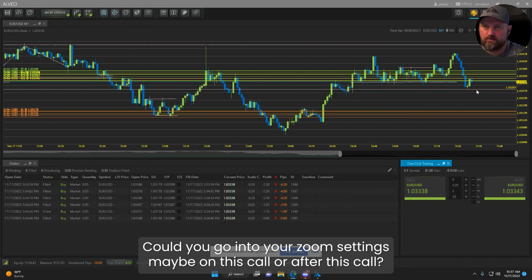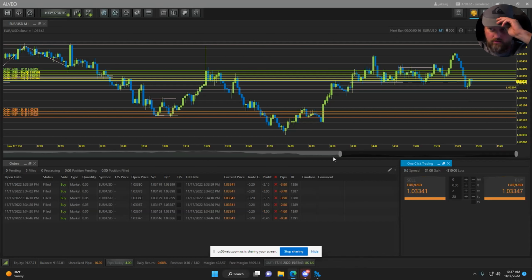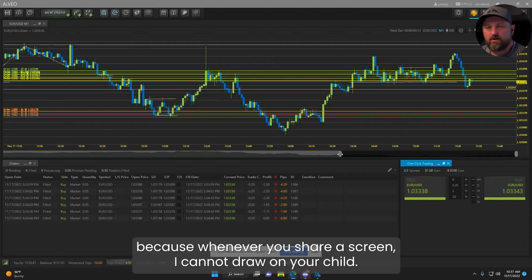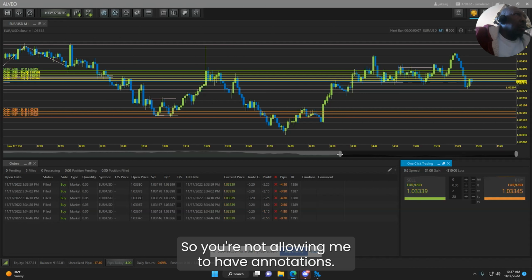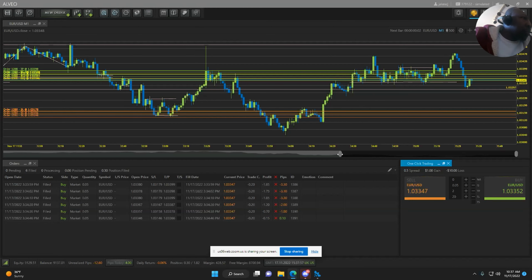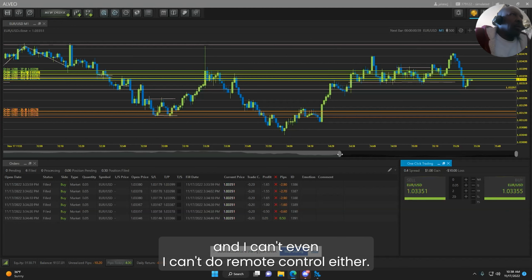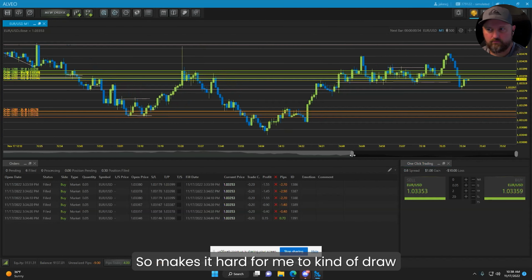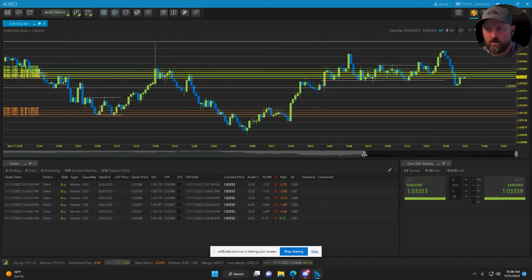Could you go into your Zoom settings, maybe on this call or after this call, if it's going to be a minute, and turn your annotations on? Because whenever you share your screen, I cannot draw on your chart. So you're not allowing me to have annotations, and it makes it difficult for me. And I can't do remote control either, so I couldn't take over.